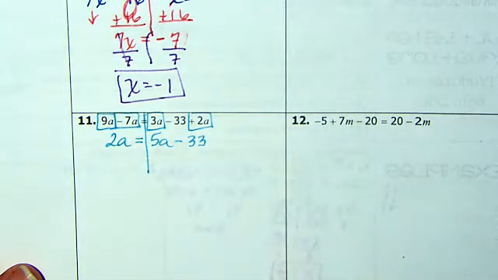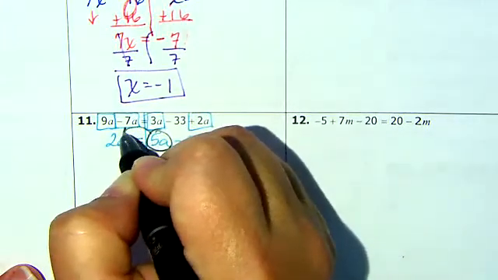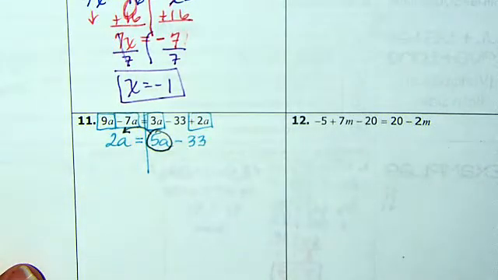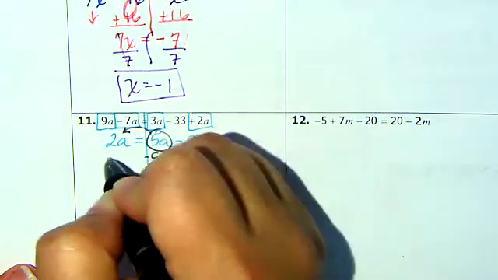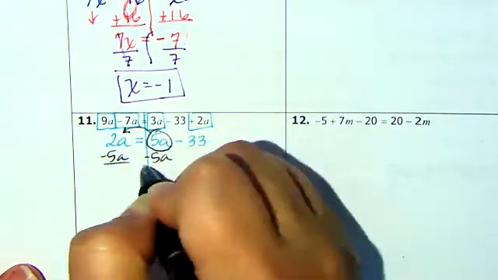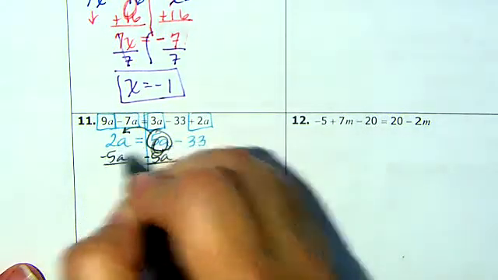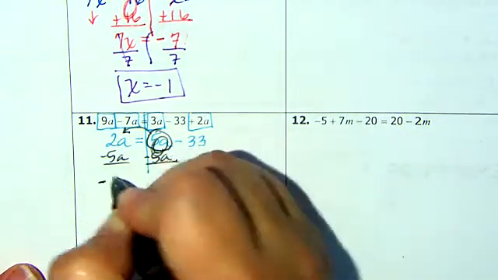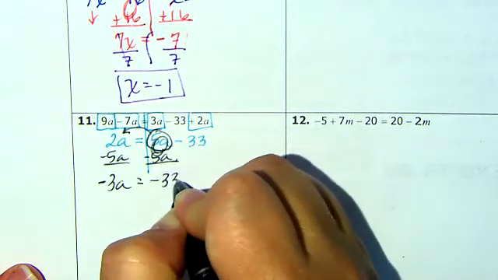I want letters on one side, numbers on the other. So I'm going to take this 5a and I need to move it to the left. It's a positive 5a, so that means I'm going to subtract 5a from both sides so that this zeroes out. And now follow my integer rules. The negatives are winning. 5 minus 2 is 3, so I have 3a equals negative 33.